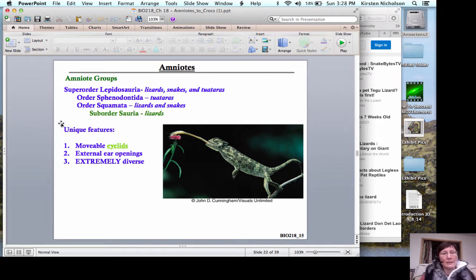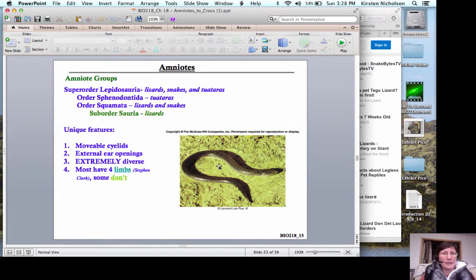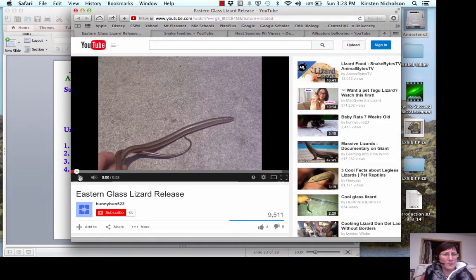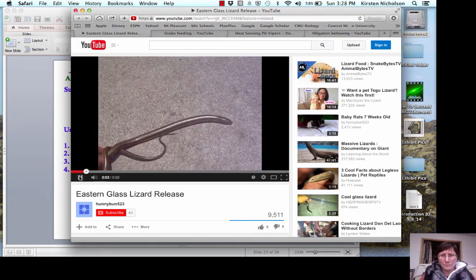Okay, so lizards have eyelids that they can open and close, and external ear openings that you can see. And there's an enormous amount of diversity within lizards, or within the suborder Sauria, that I'd love to share with you. But we'll talk more about that in herpetology if you take that. One thing I do want to point out, though, in this next slide, is that while most lizards have 4 limbs, 2 hind limbs and 2 forelimbs, there are some legless forms that superficially look like snakes. And to show you that, this is a video of the eastern glass lizard.